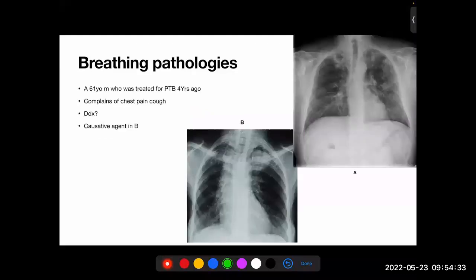A 61-year-old male who was treated for TB 4 years ago complained of chest pain and cough. What is your differential diagnosis? Let's start with picture A. Who will take picture A?